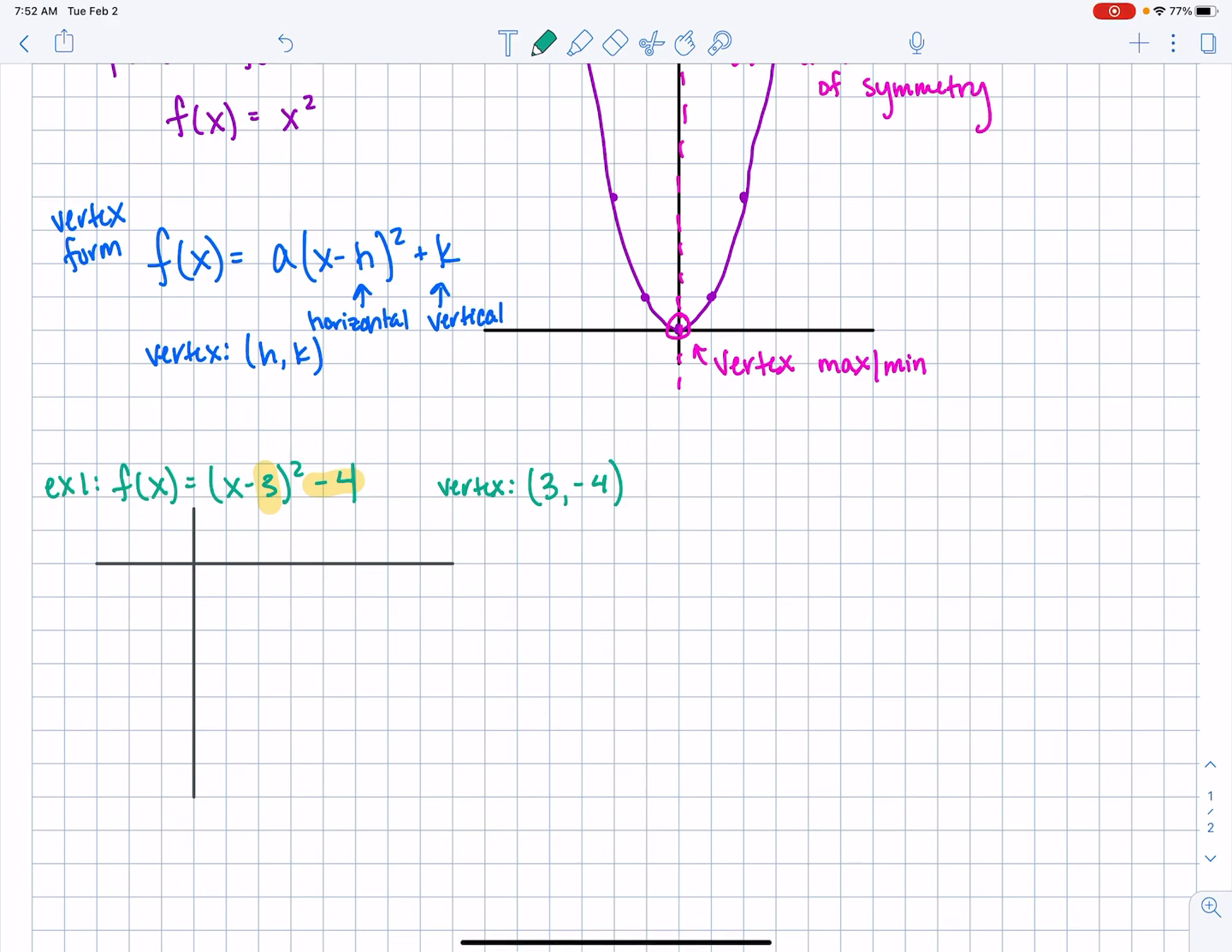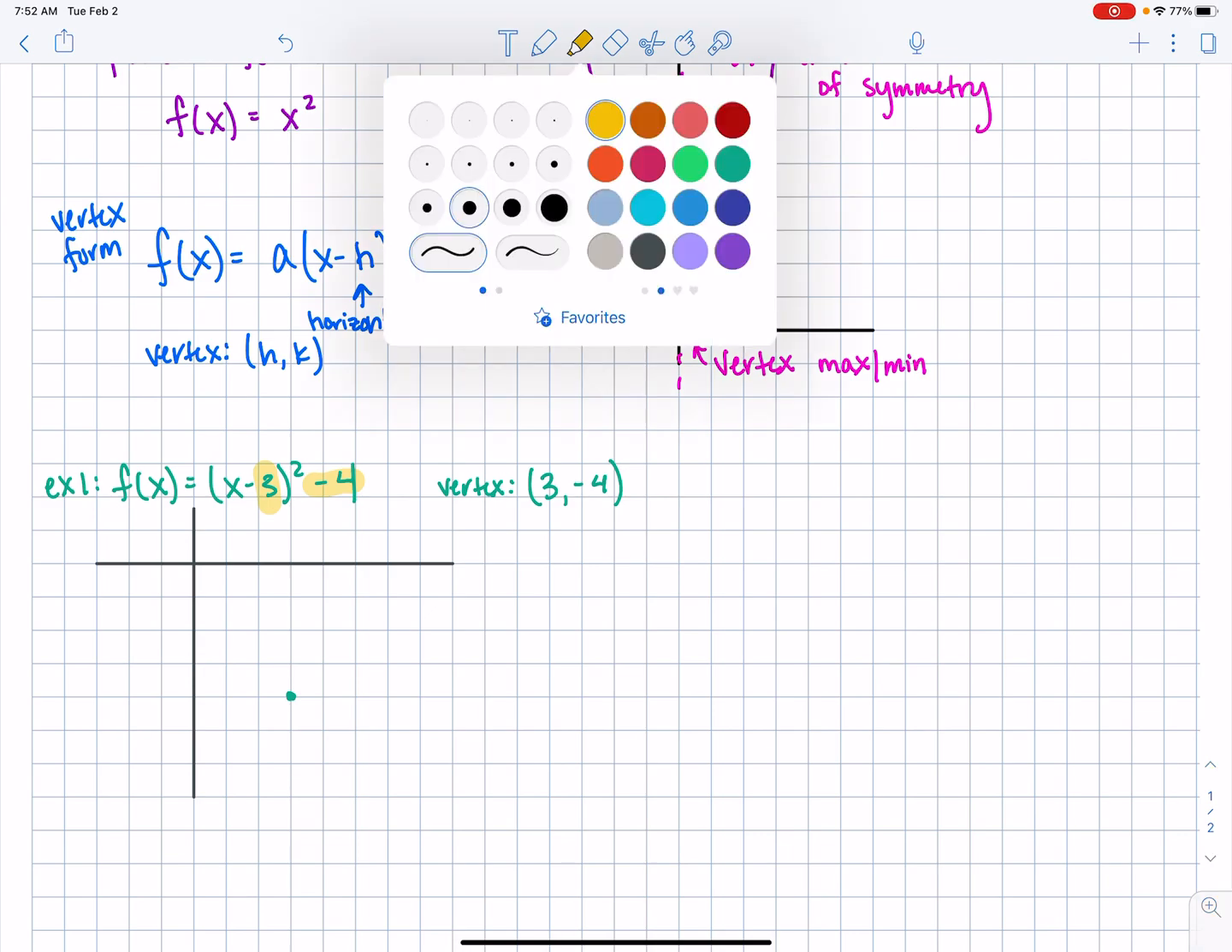So pretty easy from there, we can plot that point. 1, 2, 3, and then down 4. 1, 2, 3, 4. Now, this parabola does not have a stretch with it yet. We'll get to stretches in just a little bit.